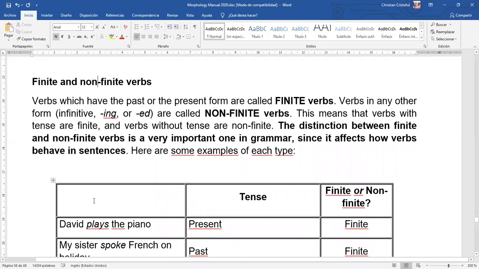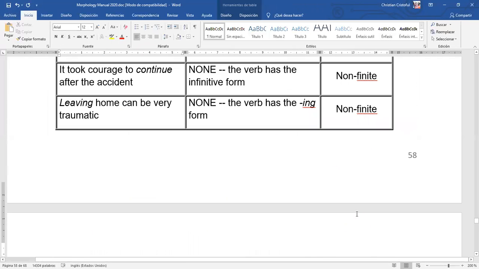Notice what the definition says. Verbs which have the past or the present form are called finite verbs. Verbs in any other form, infinitive, ing, or past participle, are called non-finite verbs. This means that verbs with tense are finite and verbs without tense are non-finite. The distinction between finite and non-finite verbs is a very important one in grammar since it affects how verbs behave in sentences.